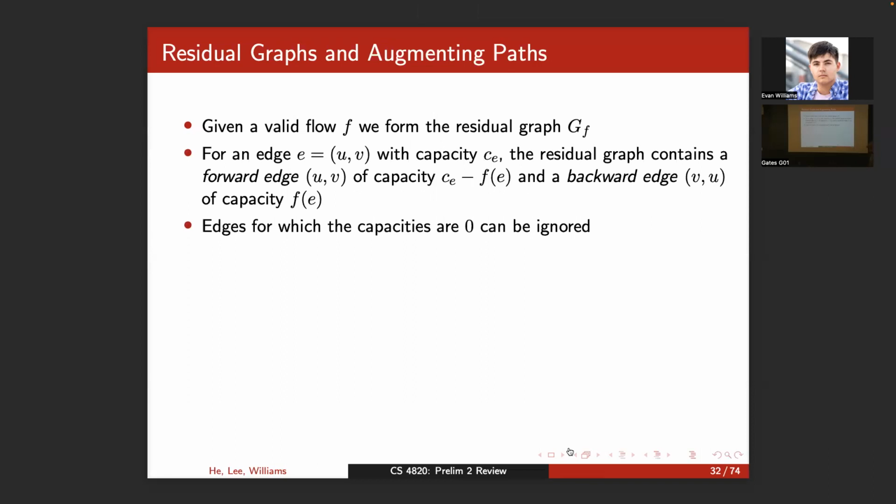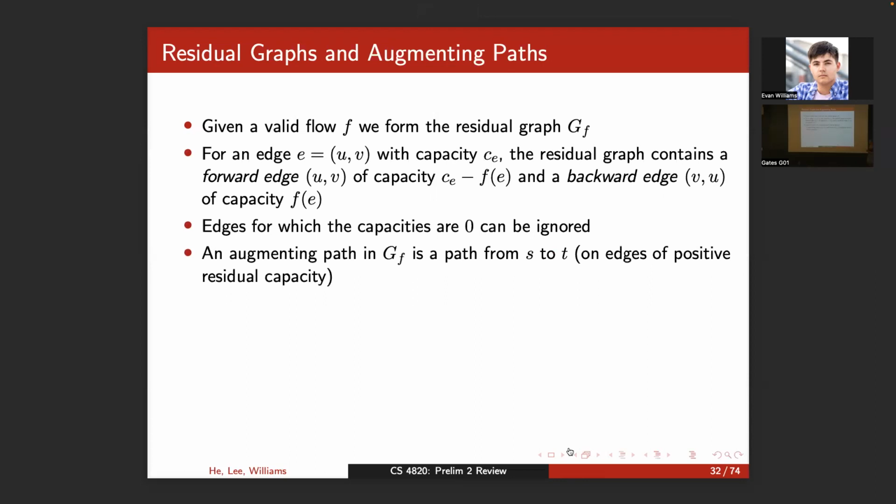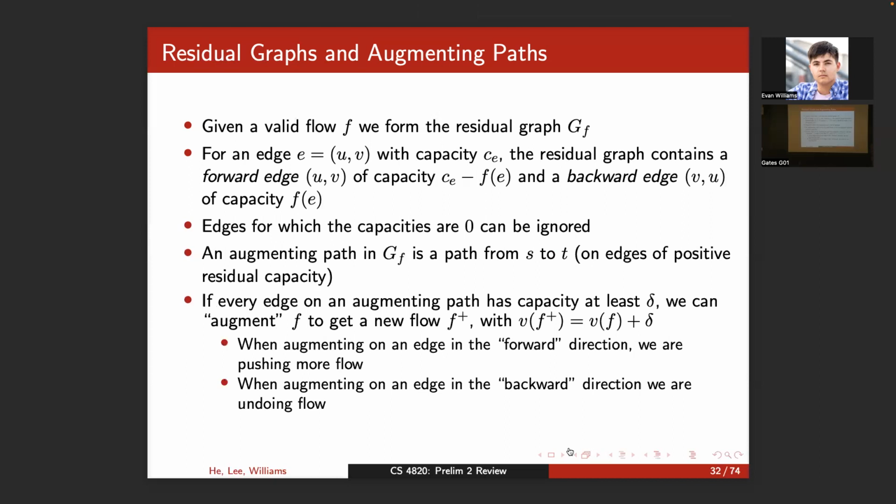The edges for which capacity is 0 can be ignored. Obviously, we can't have any negative flow. And then an augmenting path is going to be a path on the residual graph from S to T using those forward and backwards edges. Okay.